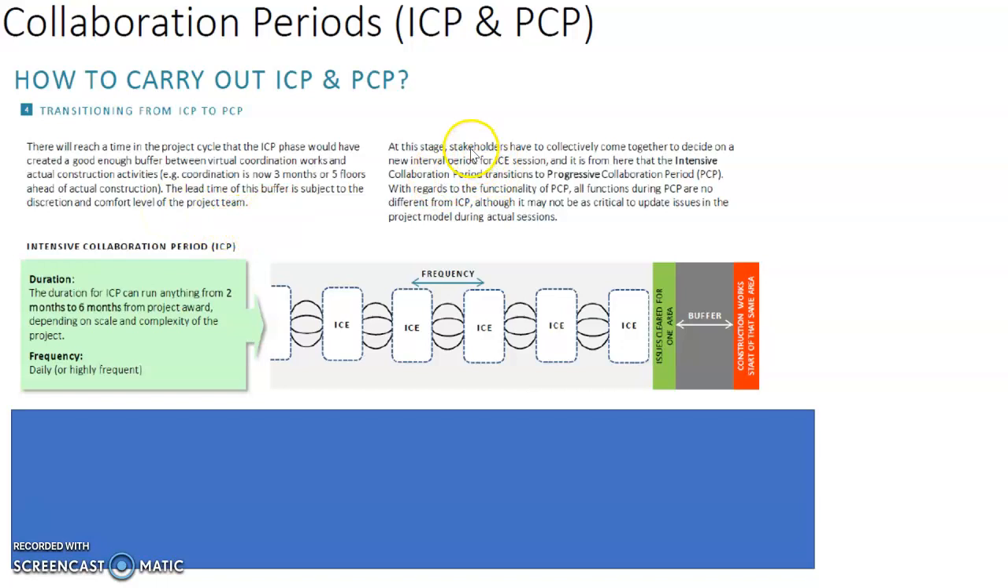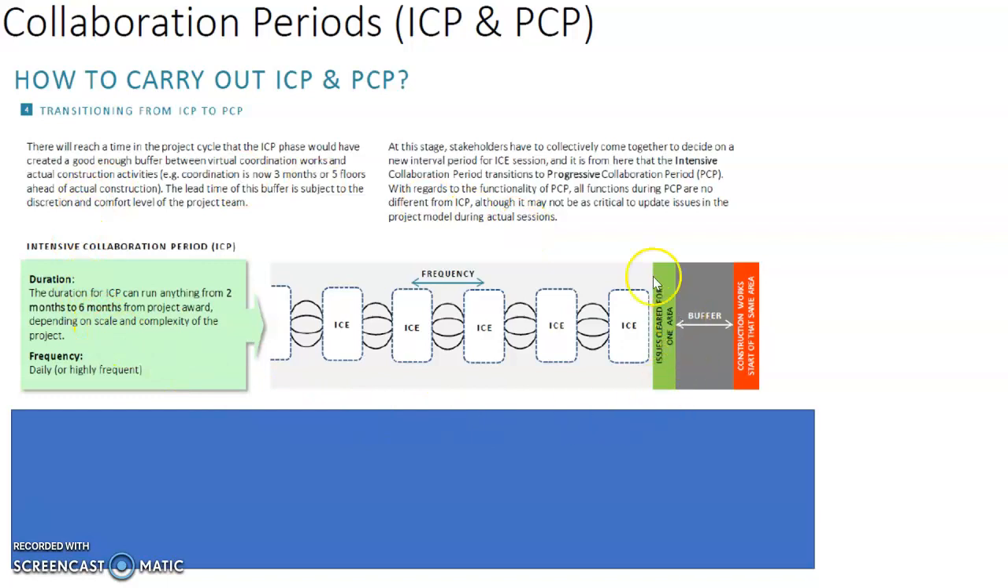At this stage, the stakeholders have to collectively come together to decide on a new interval period for the integrated concurrent engineering session. And it is from here that the intensive collaboration period will transit to the progressive collaboration period or PCP. With regards to the functionality of the PCP, all functions during PCP are no different from ICP, although it may not be as critical to update the issues in the project model during the actual session.